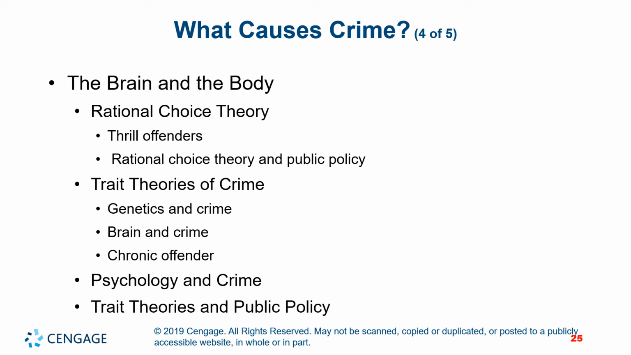Then there are trait theories of crime. These theories suggest that certain biological and psychological traits in individuals could incline them towards criminal behavior, given a certain set of circumstances. That's what I was referring to earlier. Genetics in crime. For example, attention deficit hyperactivity disorder, ADHD, and low self-control have been linked to antisocial behavior and crime as well. Then there's the brain and crime, neuropsychology, and neurophysiology.